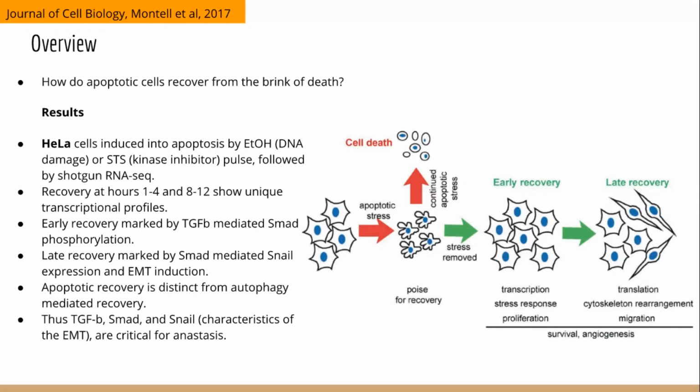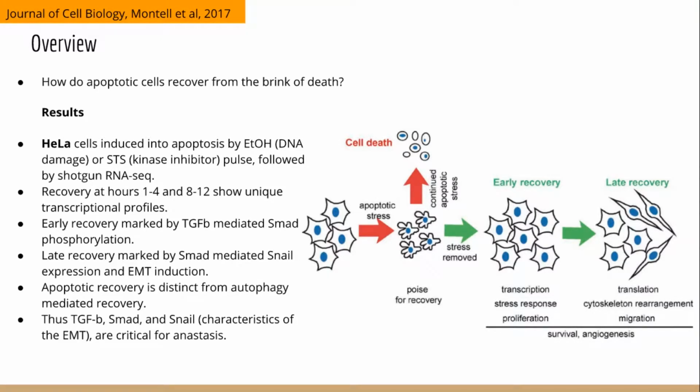The current paper is simply asking the question, what signaling pathways are responsible for anastasis, for the recovery from the brink of death? How does the cell climb back out and survive caspase-3 activation during apoptosis? To answer these questions in a robust, unbiased approach, they began with whole transcriptomic RNA sequencing of cells recovering from apoptosis.